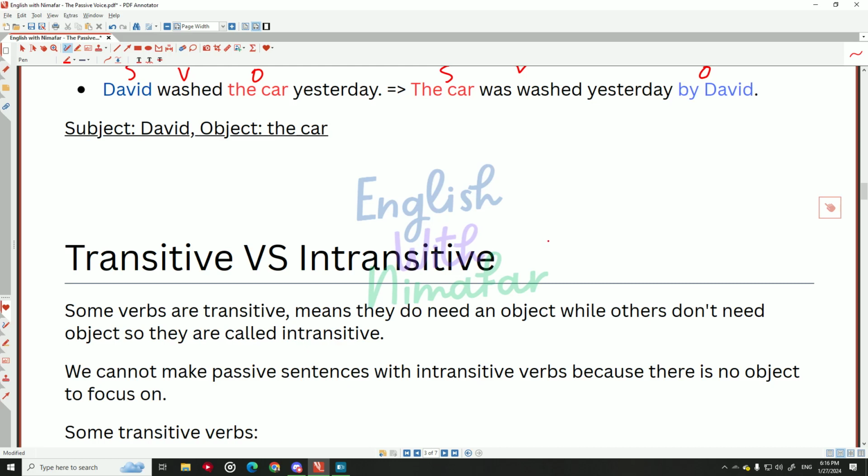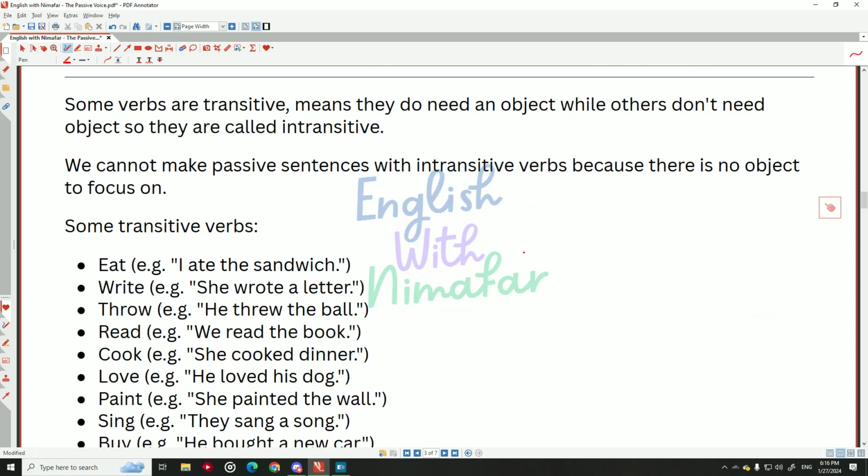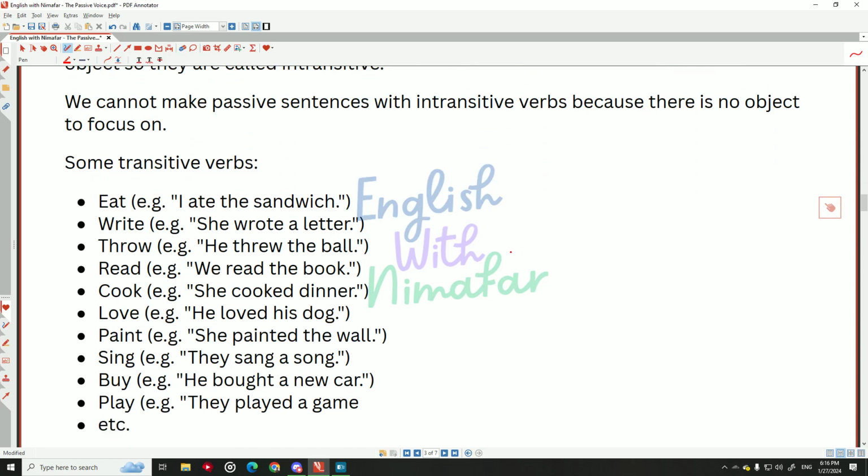So we cannot make passive sentences with intransitive verbs because there's no object to focus on. You have no object, so what do you want to focus on? Therefore, we cannot. Let's take a look at some transitive verbs, like eat: I ate the sandwich. You can ask this question: What did you eat? If you have an answer, your verb is transitive. If you don't have one, it's intransitive. What did you eat? The sandwich.